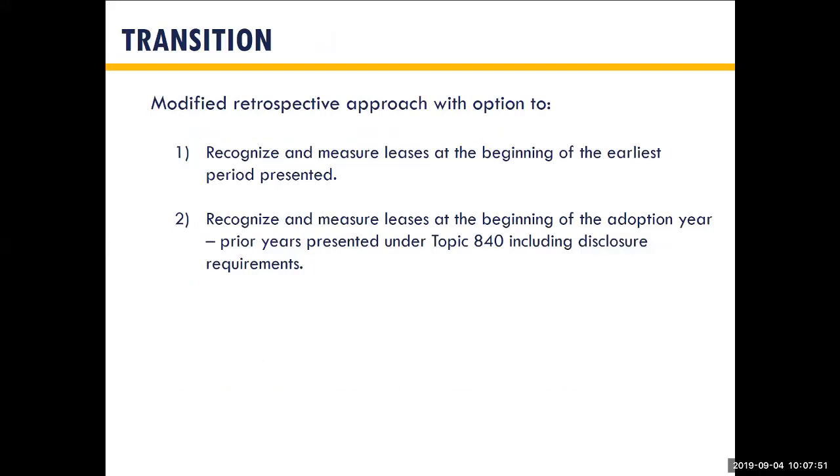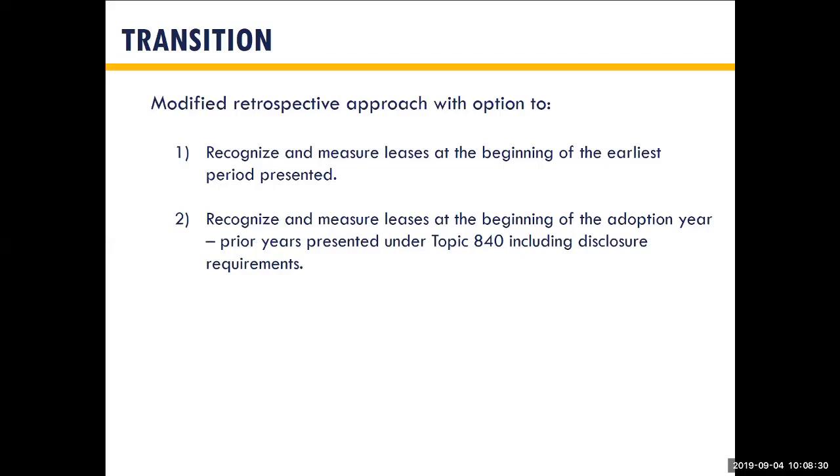In the transition year, there are two methods for adopting, or two allowances. One is to recognize at the earliest period presented, meaning if you have comparative financial statements, you'd go back and determine the effect of the adoption of the lease standard, and you would apply it to both periods presented. The other option is that you are allowed to only recognize it in the year of adoption. So if you have comparative financial statements and decide to adopt in 2021, you would not have to adopt it for the 2020 year. It would just be the year you adopt in 2021.